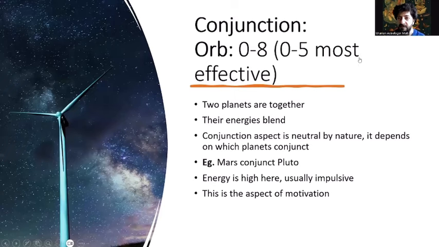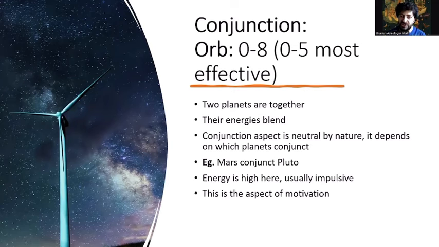So with the conjunction, the orb is until 8 mostly, but with the sun and moon, you can extend it until 10, only with sun and moon. But of course, from 0 to 5, with all aspects, will be more effective. Okay, so in conjunction, two planets are together, like near each other. So for this reason, their energies are blending.